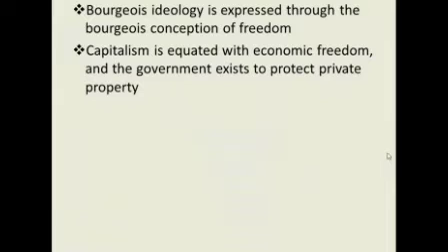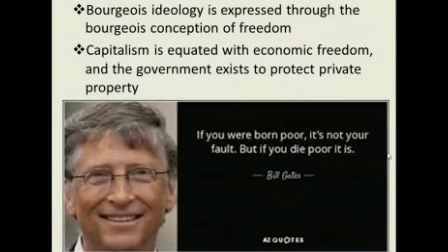Bourgeois ideology is expressed through the bourgeois conception of freedom. Capitalism is equated with economic freedom, and the government exists to protect private property. There's an interesting quote from the aforementioned Bill Gates: If you were born poor, it's not your fault, but if you die poor, it is. This is a reflection of bourgeois ideology, capitalist ideology.